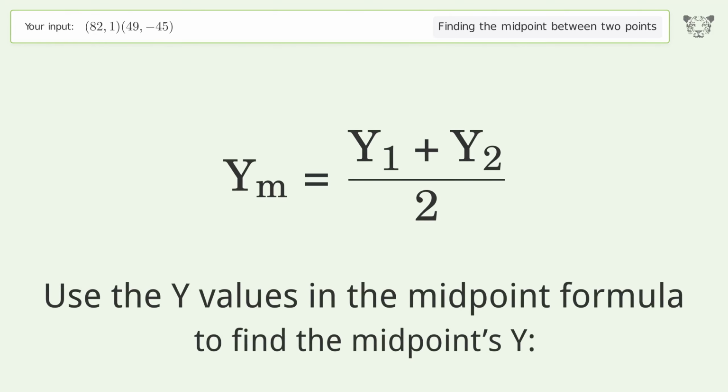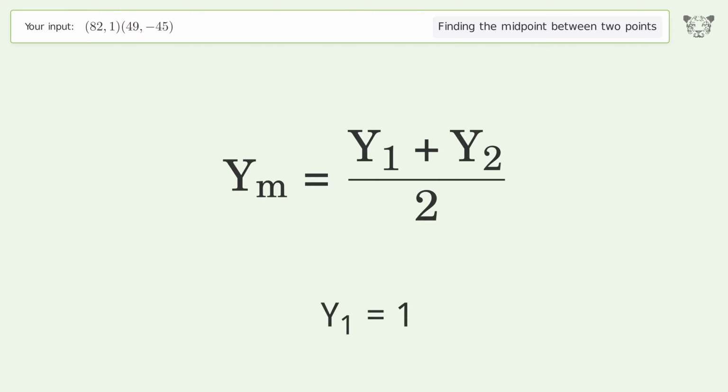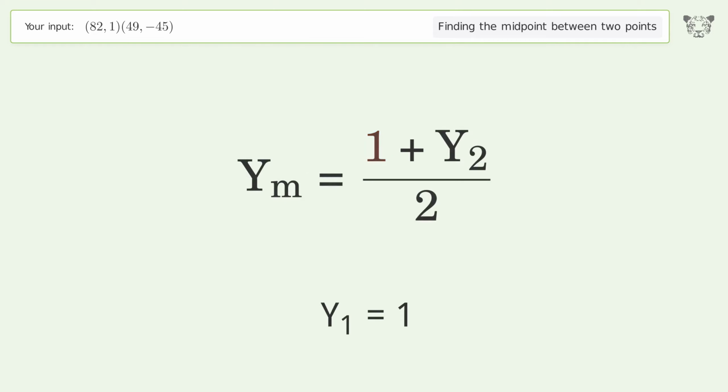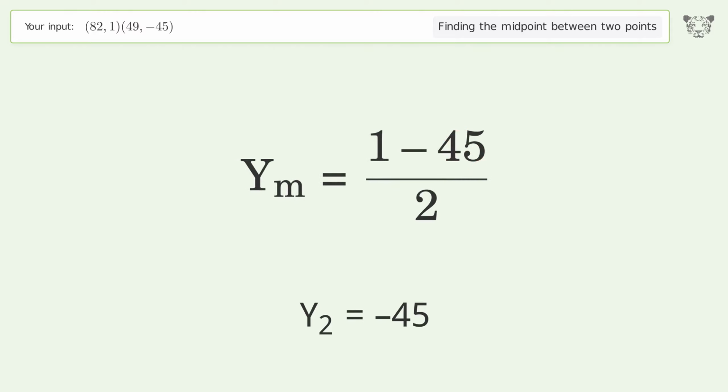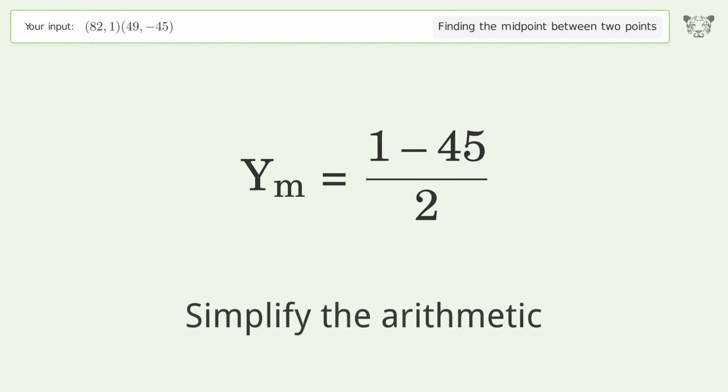Use the y values in the midpoint formula to find the midpoint's y. y1 equals 1. y2 equals -45. Simplify the arithmetic.